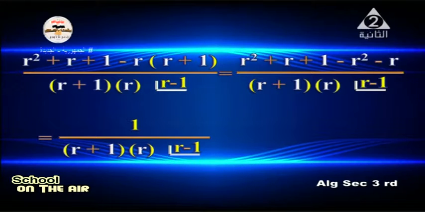Remember, my dear student, look at the denominator. The bracket contains r plus 1 multiply r multiply factorial r minus 1. This is factorial r plus 1. Therefore, the left-hand side equals 1 over factorial r plus 1.